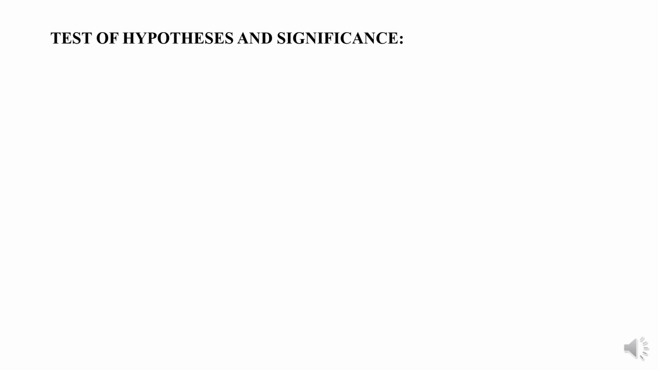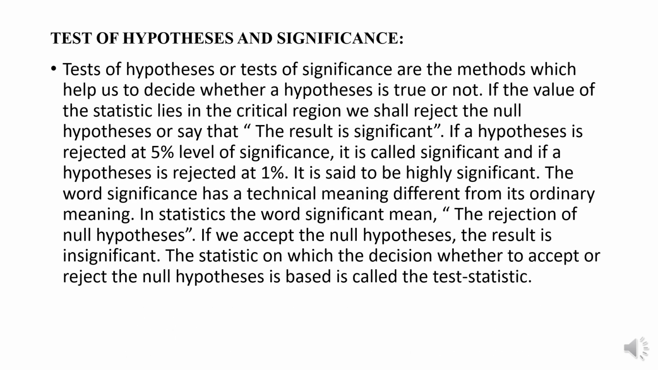Test of hypothesis and significance. Test of hypothesis or test of significance are the methods which help us to decide whether a hypothesis is true or not. If the value of the statistic lies in the critical region, we shall reject the null hypothesis, or say that the result is significant. If a hypothesis is rejected at 5% level of significance, it is called significant, and if a hypothesis is rejected at 1%, it is said to be highly significant.